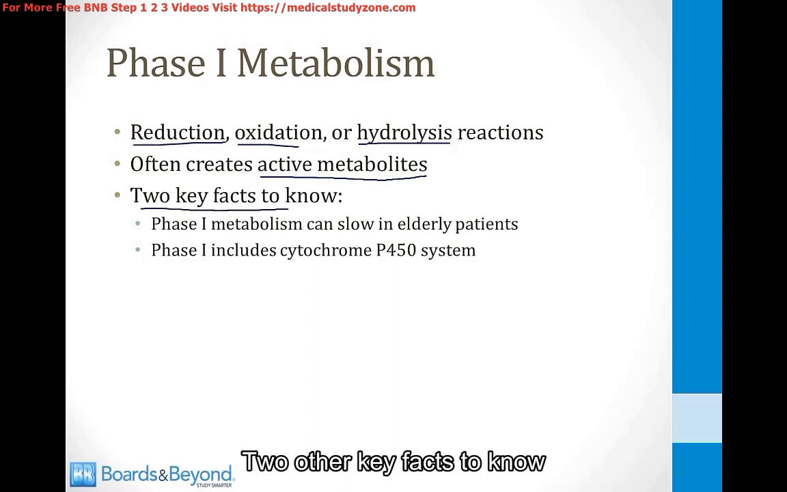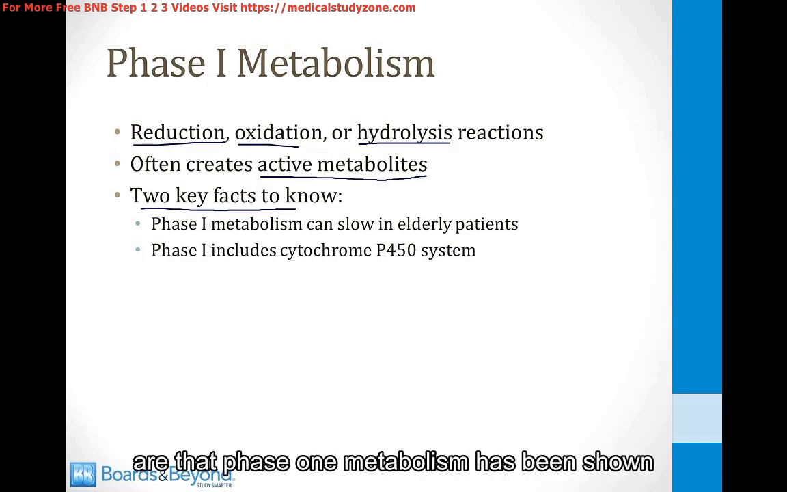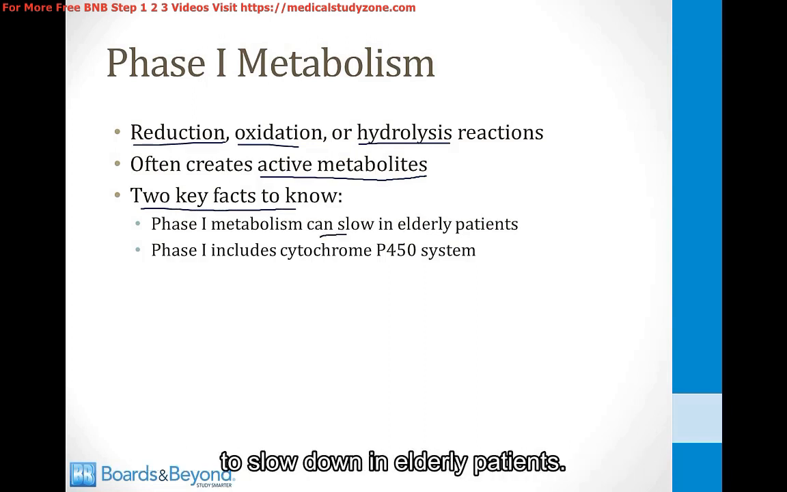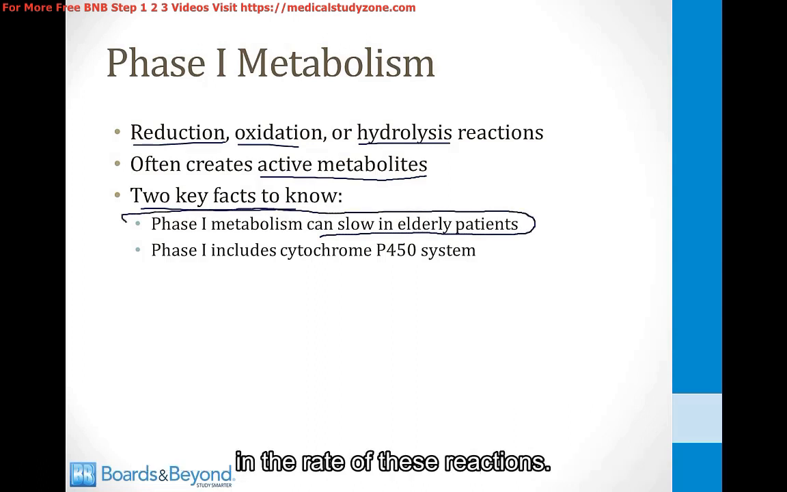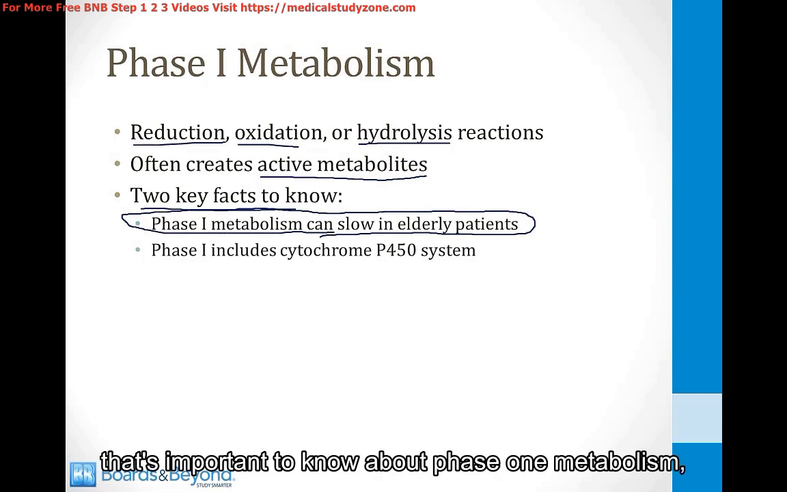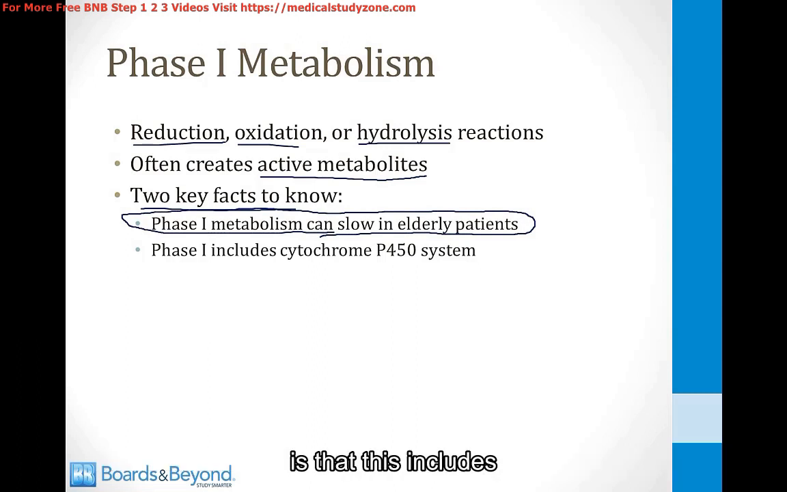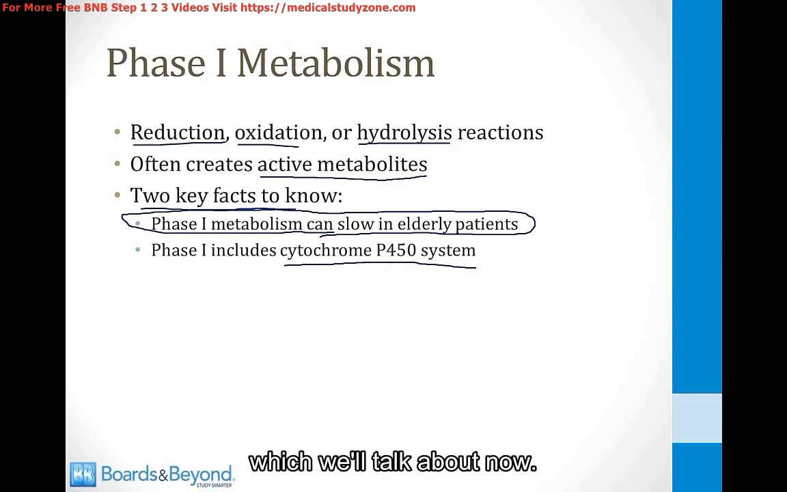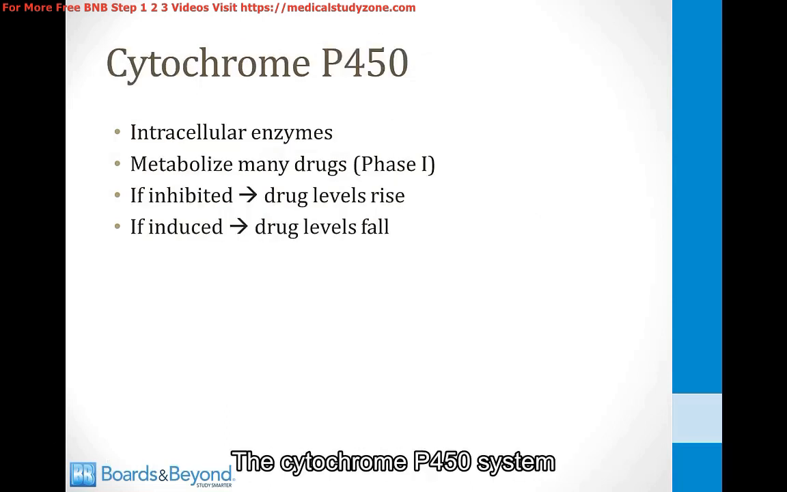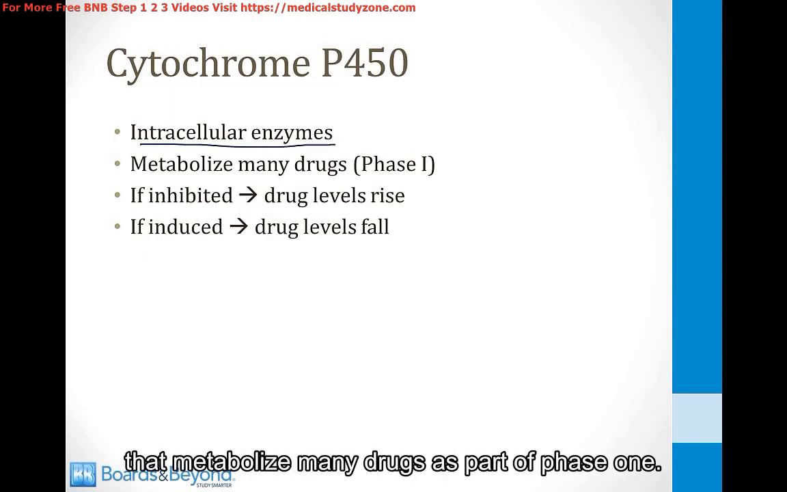Two other key facts to know are that phase 1 metabolism has been shown to slow down in elderly patients. So there does appear to be an age-related decline in the rate of these reactions. And then the second thing that's important to know about phase 1 metabolism is that this includes the very important cytochrome P450 system, which we'll talk about now. The cytochrome P450 system is a collection of intracellular enzymes that metabolize many drugs as part of phase 1.